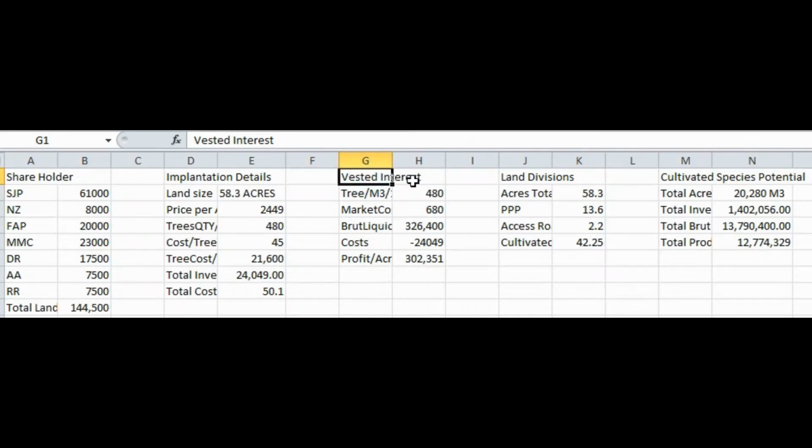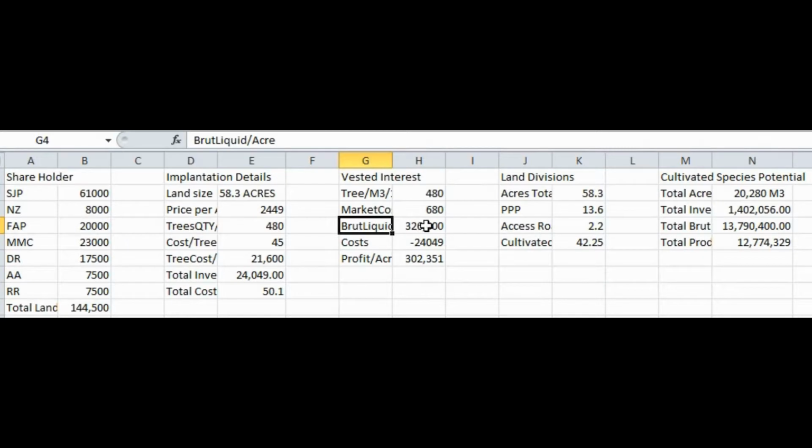Okay, so going into the vested interest here. This is the amount of cubed meters that we expect to produce in the 10 to 12 year cycle. We basically look for a harvest date of when the tree will be equivalent to 1 cubed meter, and that we expect to take place between 10 to 12 years. So each acre will produce the production of 480 cubed meters. The market cost at the moment is $680 per cubed meter for African mahogany here in Brazil.